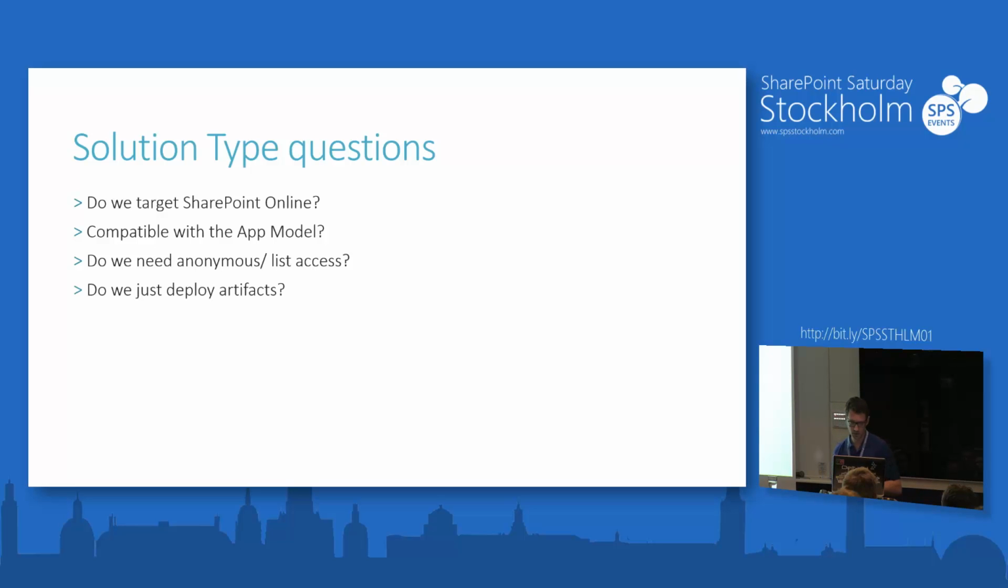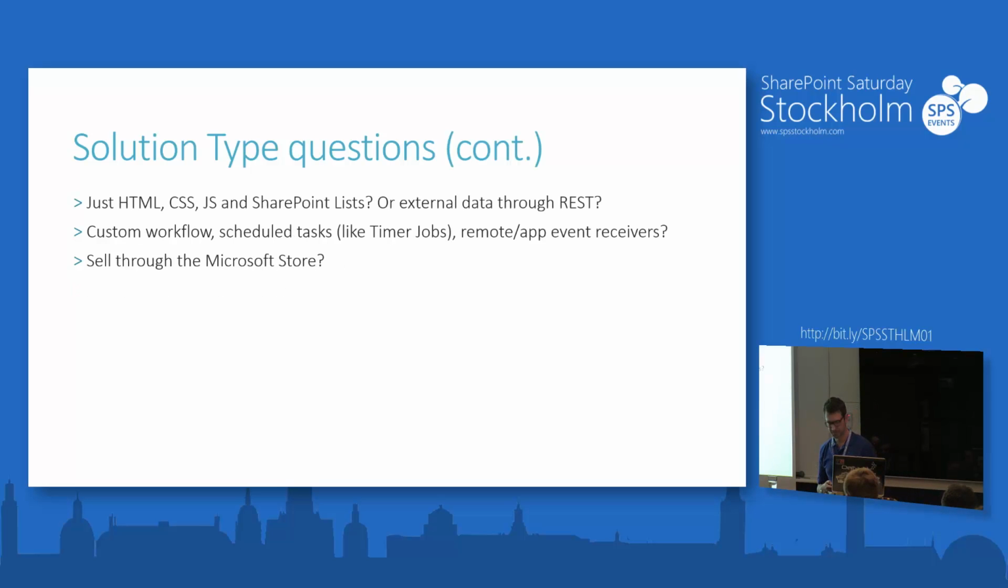And finally, do we need to deploy just artifacts like images, lists, and stuff like that? If we don't need to deploy them to the file system, and we hardly ever do, then we see in the diagram that maybe a Sandbox is still a viable option. Because if you just want to deploy artifacts environment-wide, then why pick an app? You could pick an app, though, to deploy master pages, but it's not always the best solution.